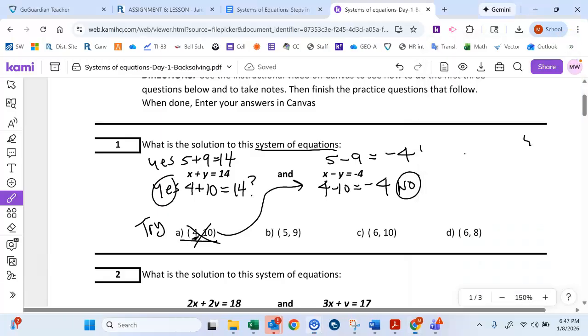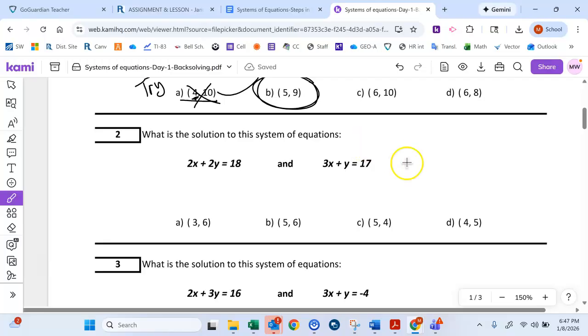So that would be yes. So 5 and 9 work in both cases. 5 plus 9 is 14. Yes, 5 minus 9 is negative 4. So that means that is our correct answer, okay? So that's what it means to back solve. You just try the answers, and if you get one that works, it's the correct answer.